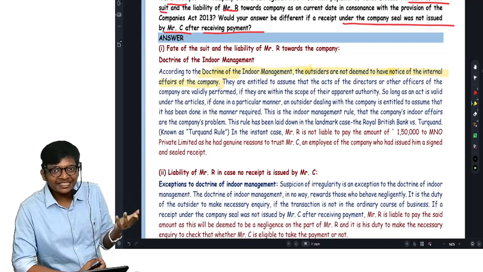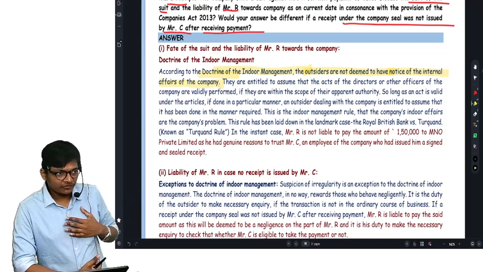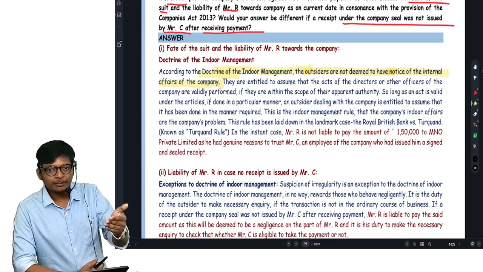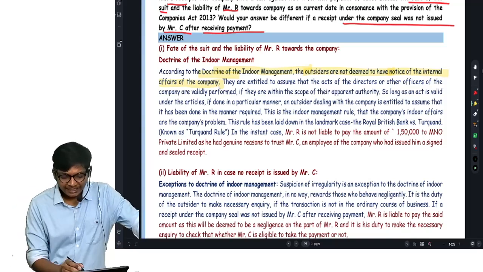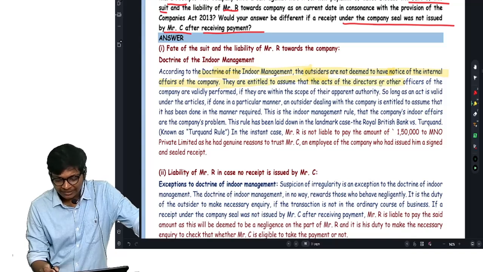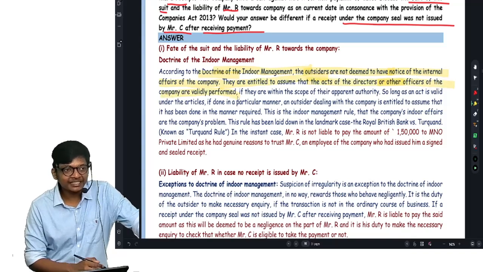How would I know what is happening inside the company? As far as I am concerned, a billing person is there, he gave me a document which is final evidence. They are entitled to assume that the acts of the directors and other officers are validly performed.